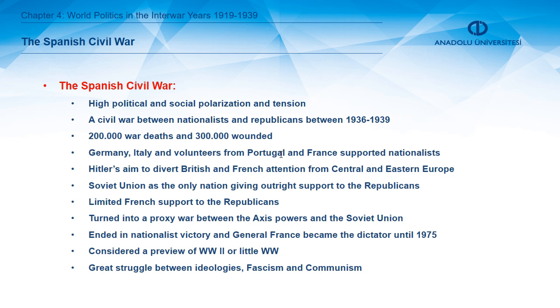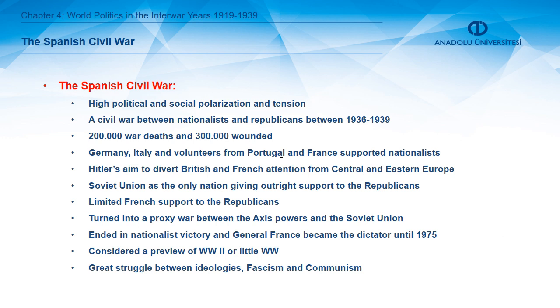The last topic is the Spanish Civil War. The Spanish Civil War, of course, was a result of high political and social polarization in Spain. So internal dynamics, internal factors played a key role in the outbreak of the Spanish Civil War. It was a civil war between the nationalist, ultra-fascist groups and Republicans between 1936 and 1939. The war resulted in 200,000 war deaths and 300,000 wounded people.